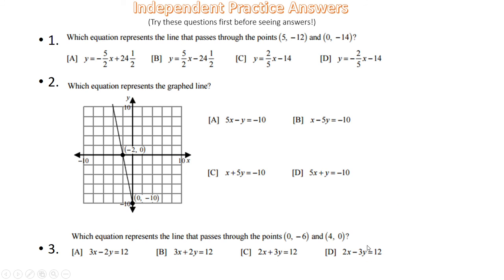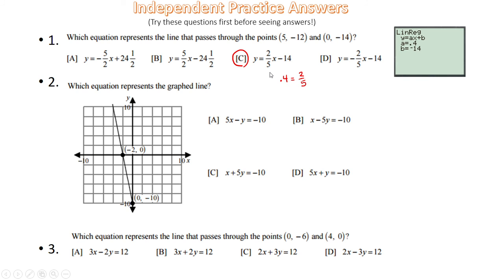So, the first question asked us to find the equation of the line that passes through the points. I wanted you to start off pretty easy. So if you use your stat key, do stat calc 4, you should have 0.4x minus 14 as your answer. Now 0.4 is the same thing as 2/5, so your answer should be C.